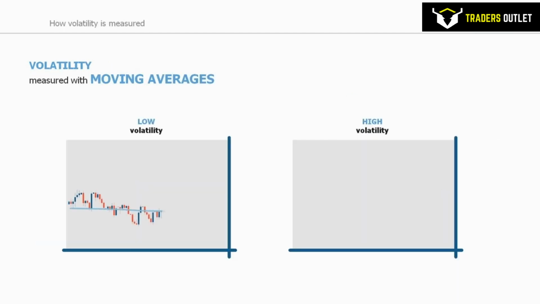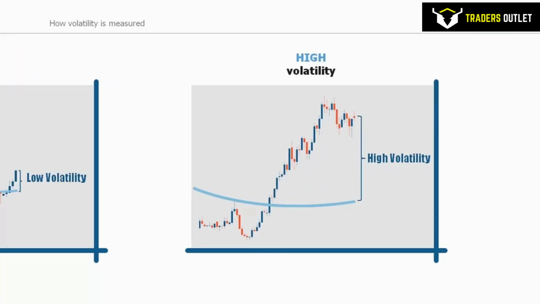Let's first take a look at moving averages. Moving averages are displayed on the actual price chart, and the relation of the moving average to the current price gives an indication of the volatility of the asset. The further the price is from the moving average, the higher the volatility of the asset.